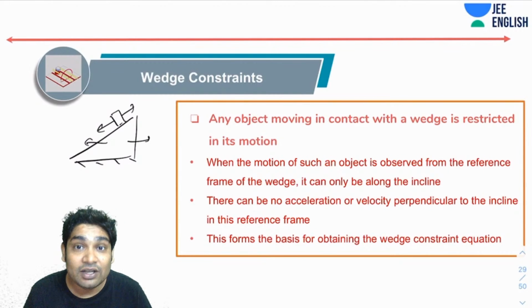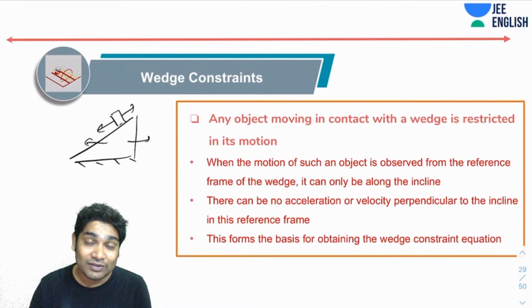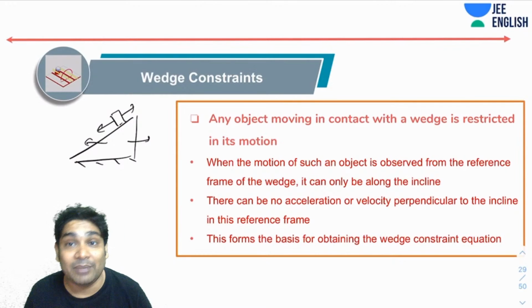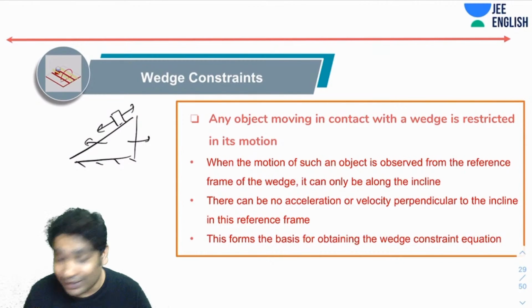Now, how do you see? When you move to the reference frame of the wedge, you should see the wedge stationary. If the wedge is stationary now, the block in contact with the wedge should only be able to move along the incline. So remember this. When the motion of such an object is observed from the reference frame of the wedge, it can only be along the incline, and there can be no acceleration or velocity perpendicular to the incline in this reference frame. So that is the trick. Now this forms the basis of obtaining the wedge constraint equation. This is how you do it.